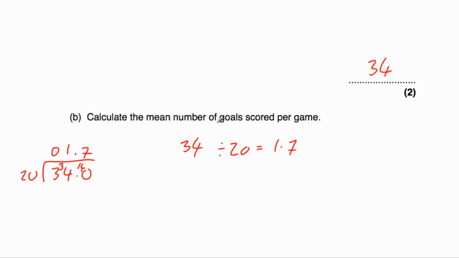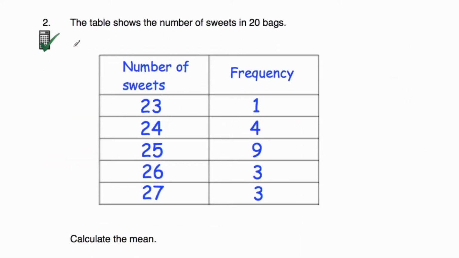So we've done 34 divided by 20. Okay, let's have a look at our next question. Question number 2, and this is a calculator question. The table shows the number of sweets in 20 bags.